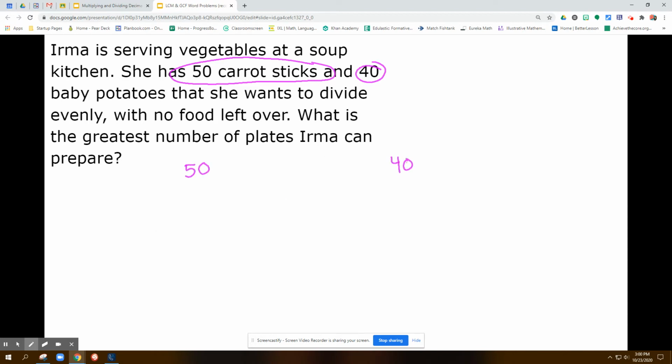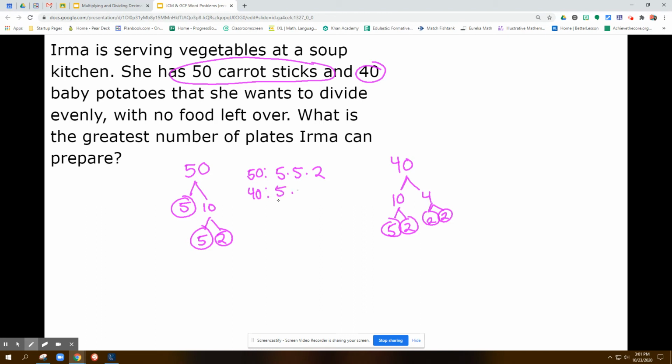We have 50 and we have 40. I'm going to break 50 into 5 and 10, and 10 into 5 and 2. So the prime factorization of 50 is 5 times 5 times 2. For 40, I break it into 10 and 4, 10 into 5 and 2, and 4 into 2 times 2. So the prime factorization of 40 is 5 times 2 times 2 times 2.